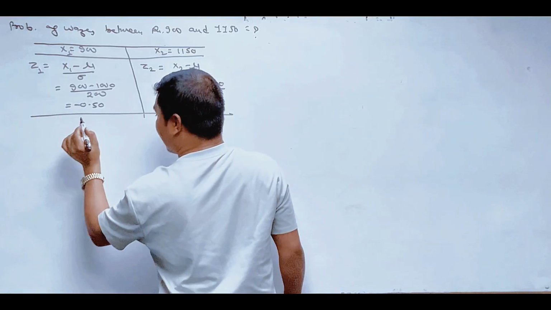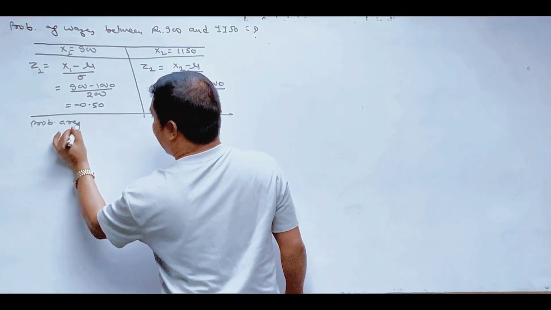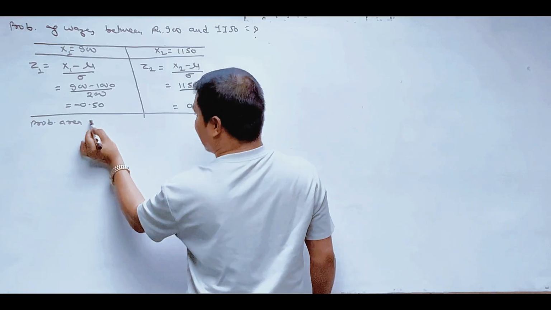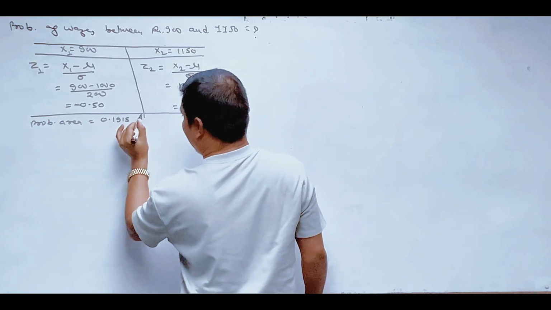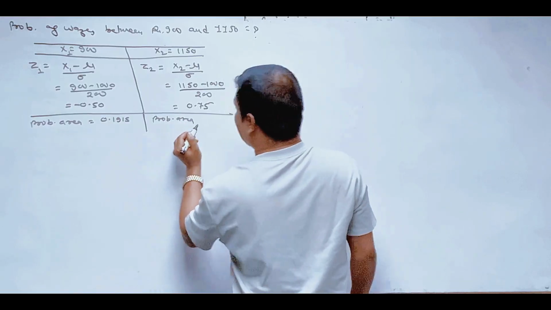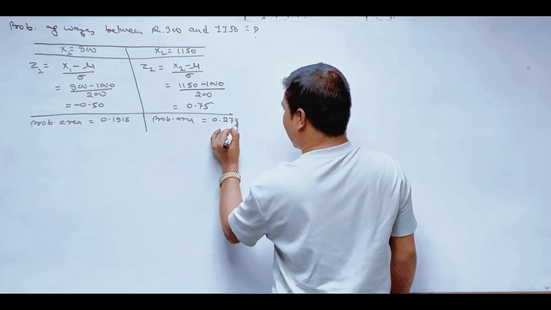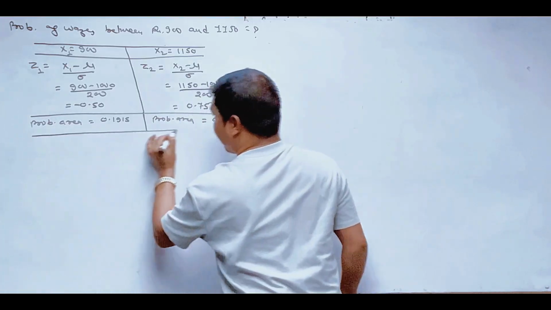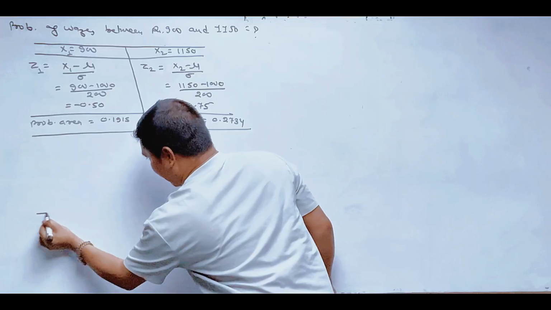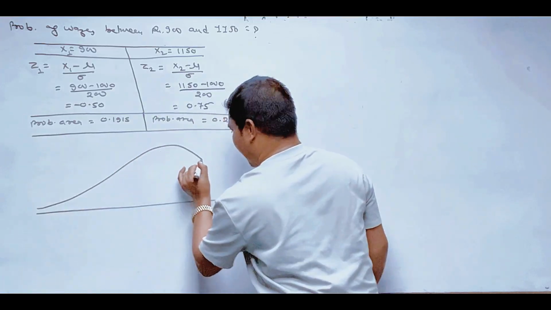Then, referring to the normal probability distribution table, the probability area at z score of minus 0.5 is 0.1915. In the next part, the probability area at z score of 0.75 is 0.2734. Okay. Then we plot the normal curve to locate the z score as well as the probability area that we have calculated.